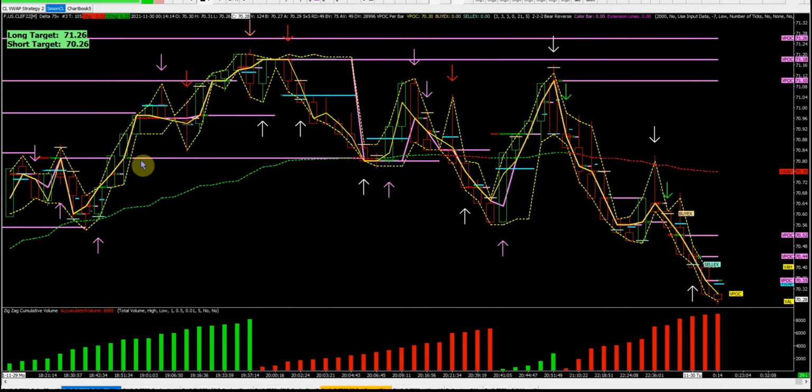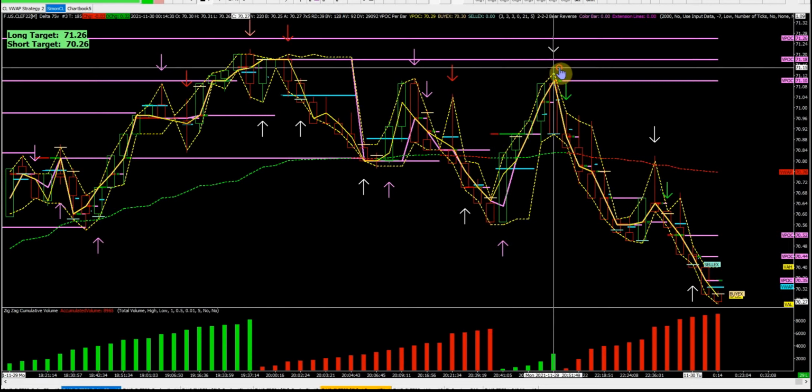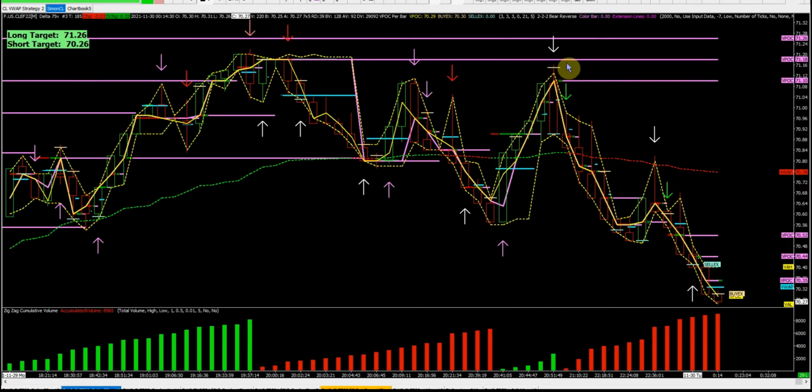The only thing I'm looking for on order flow is I'm looking for VPOCs on individual candles. I'm looking for buying exhaustions. That's a little sand colored thing right there, or you can change the colors. And I'm looking for selling exhaustions, which is basically down here.